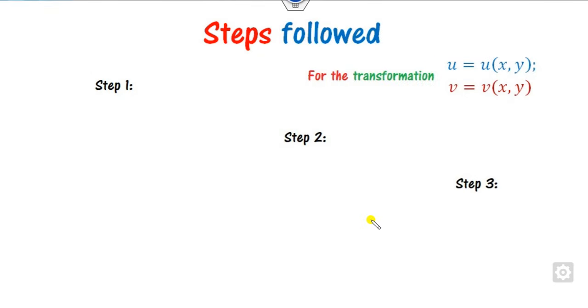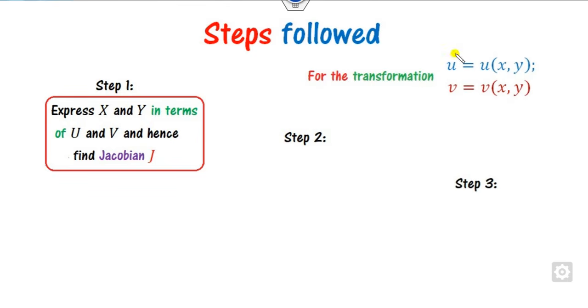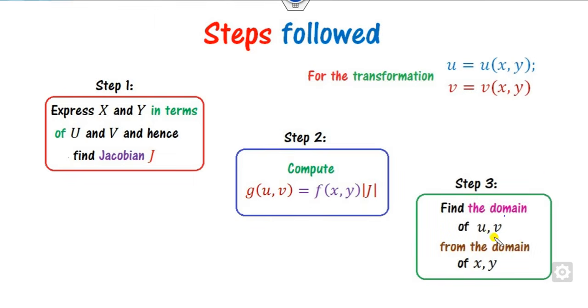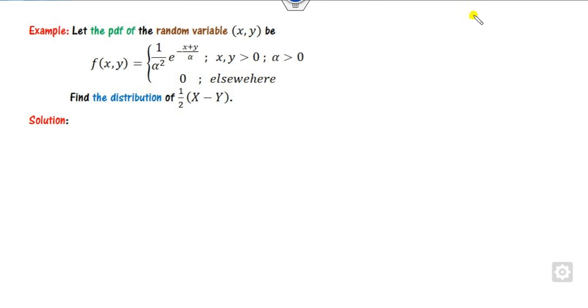We follow a three-step rule in this lecture. If you have the given u and v transformation, the first thing is to find the values of x and y from it. You can solve them, find the values of x and y, and find the Jacobian. Once you have the Jacobian, you can compute this value, and finally you can find the domain of u and v. How to solve them, we will see in a couple of examples. We will discuss 5 examples of different kinds, so it may help you.